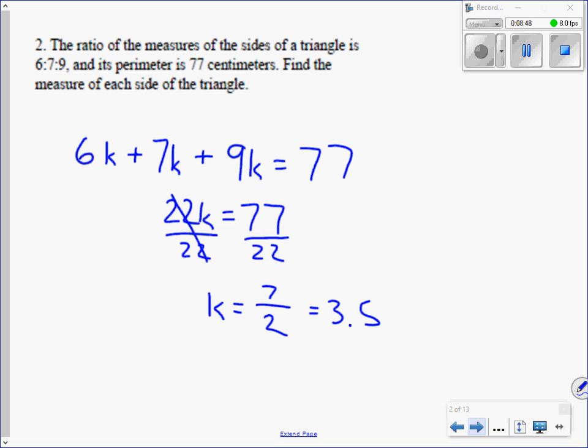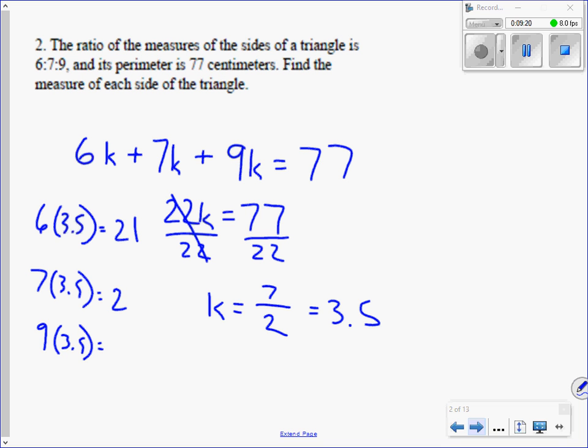So that means the smallest side is not a length of 6. It's a 6 times 3.5. And a 7 times 3.5. And a 9 times 3.5. That'll give us the lengths of all 3 of those sides. So 18, that should be like 21, 21 and 24 and a half.